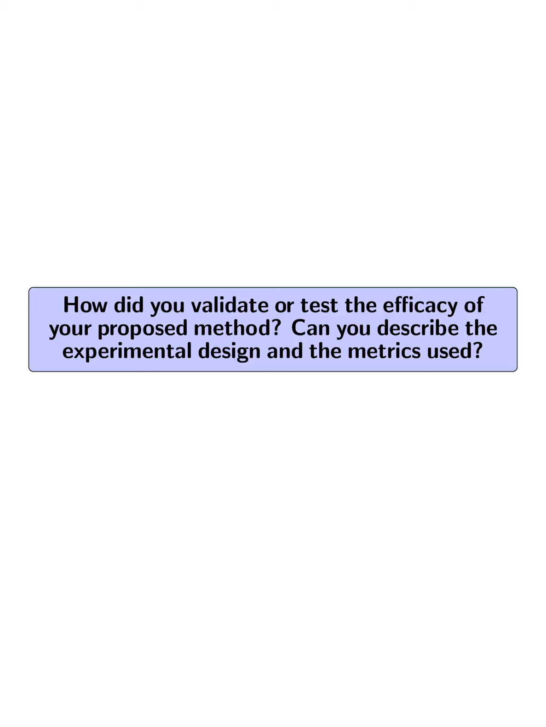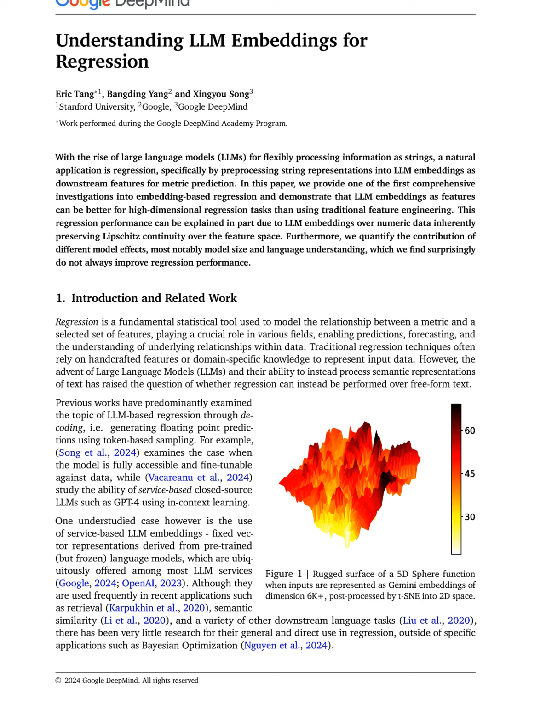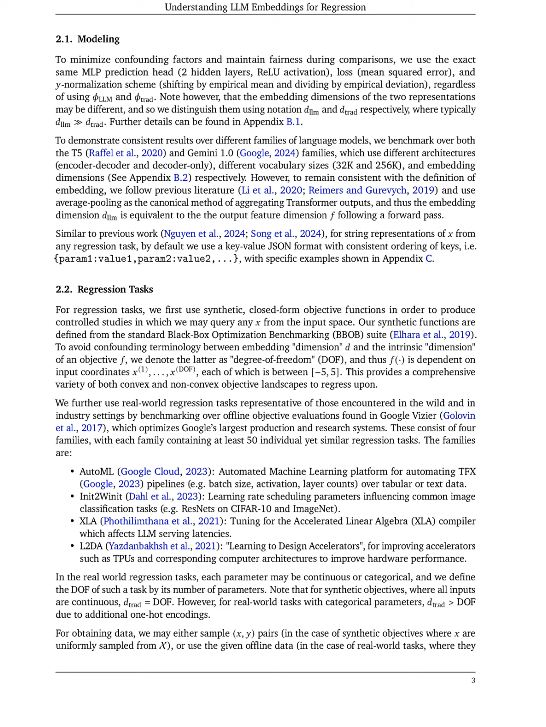How did you validate or test the efficacy of your proposed method? Can you describe the experimental design and the metrics used? To validate the efficacy of our proposed method, we conducted a series of controlled experiments using both synthetic and real-world regression tasks. For synthetic tasks, we utilized closed-form objective functions from the Black Box Optimization Benchmarking (BBOB) suite, allowing us to query any input from the input space and assess performance across various degrees of freedom (DOF).